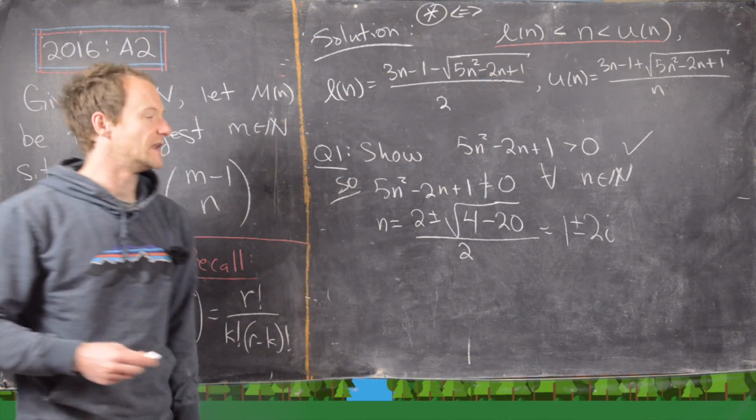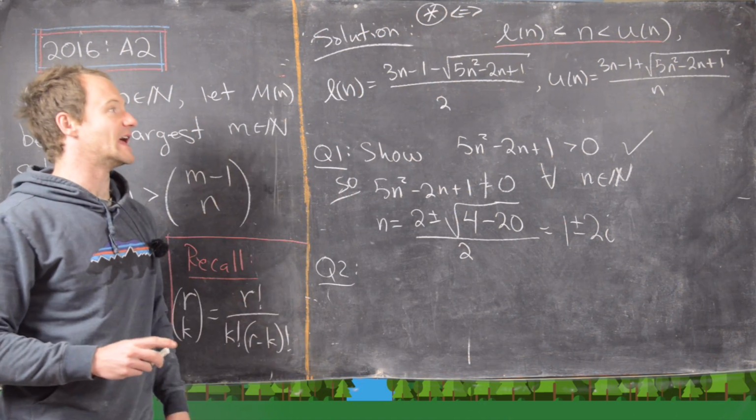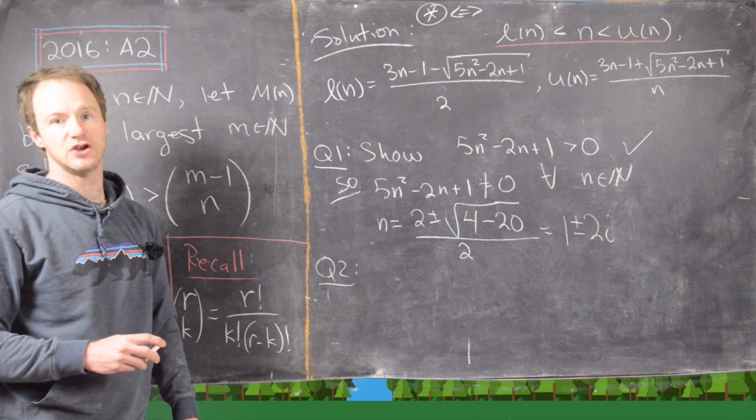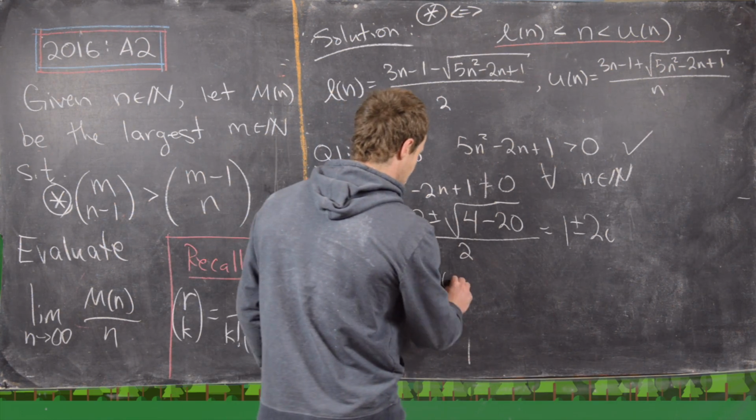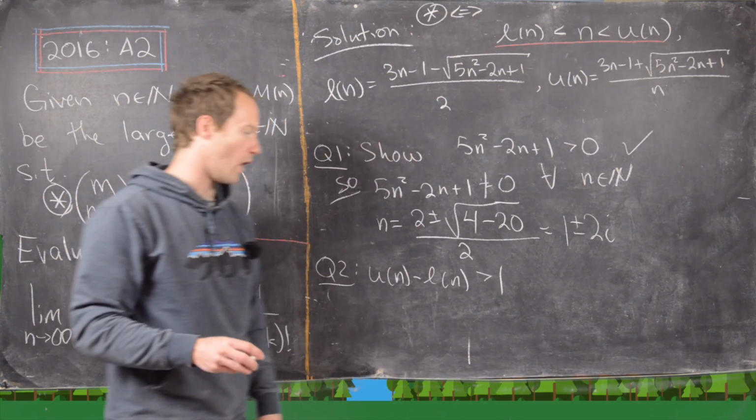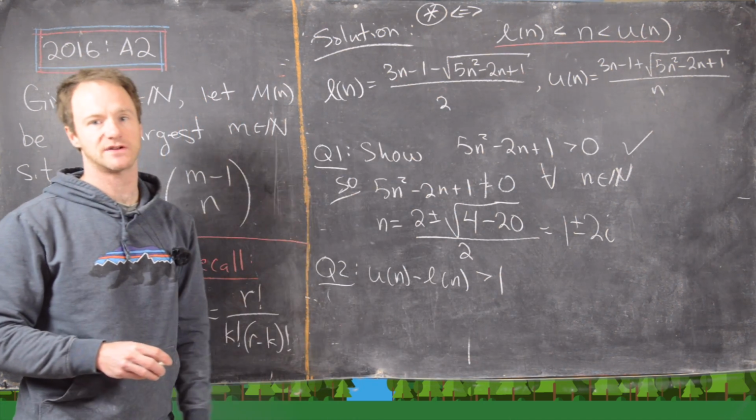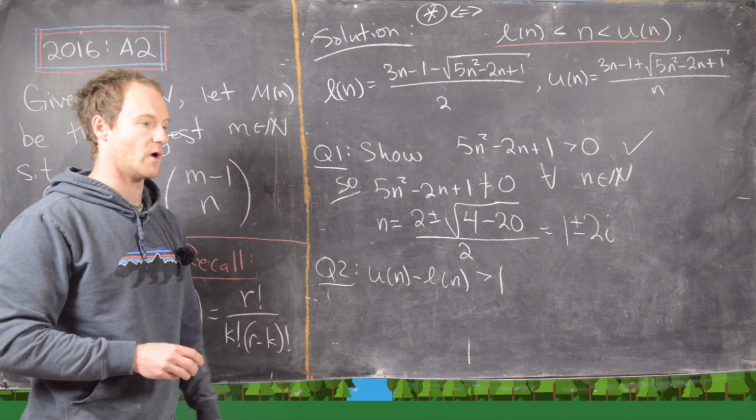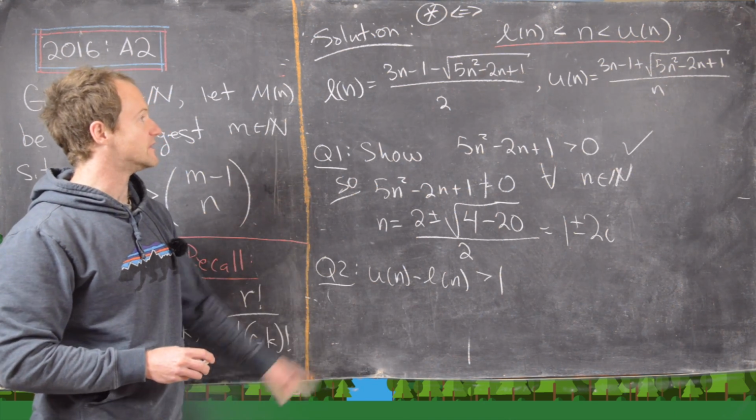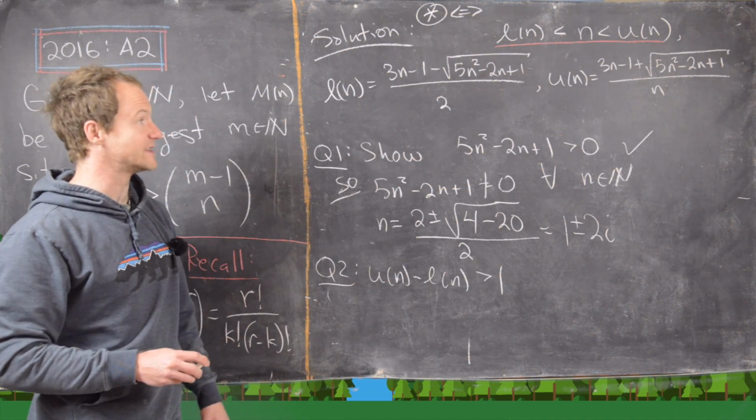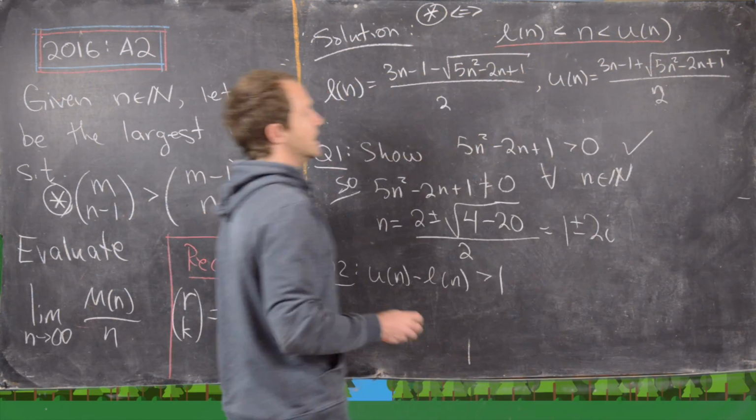Great. Now the next thing that we need to show is that there is an n between L of n and U of n. And how we can do that is by showing that U of n minus L of n is bigger than 1. If it's bigger than 1, that means there's definitely a natural number between them. If it's less than 1, then there may not be a natural number between these two. And so how can we do that? Well, we'll just take the difference of these two.